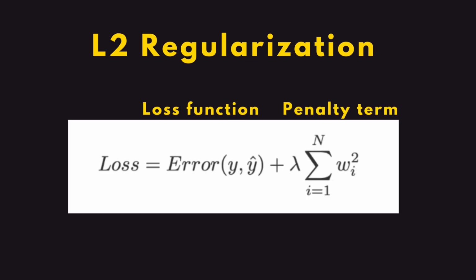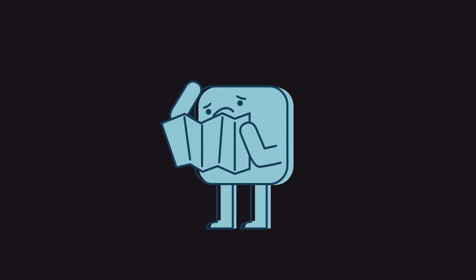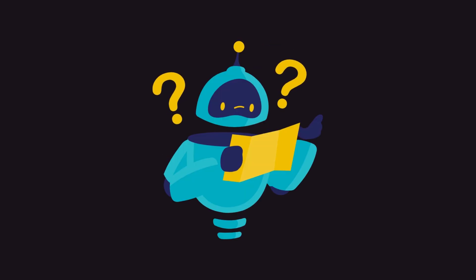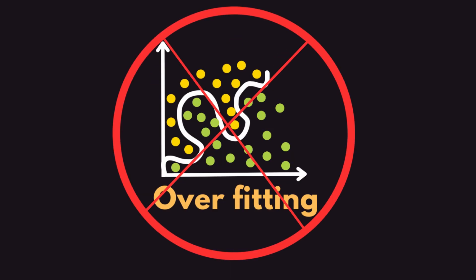This penalty term is also known as the L2 norm of the weights. The L2 norm of the weights encourages the model to have small weights overall but does not create a sparsity pattern like the L1 regularization. L2 regularization is commonly used when we don't have prior knowledge about which features are important. It can help prevent overfitting by keeping the weights small and reducing the model's complexity.